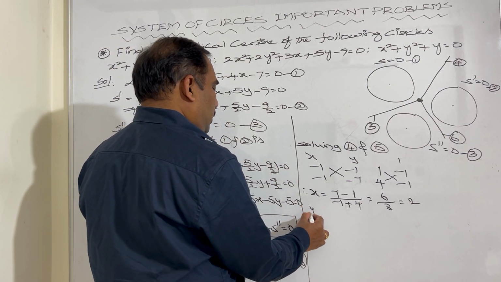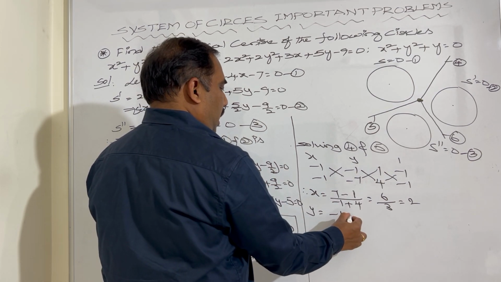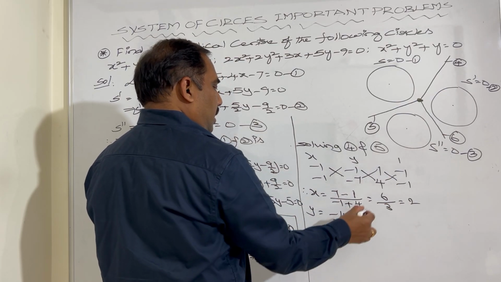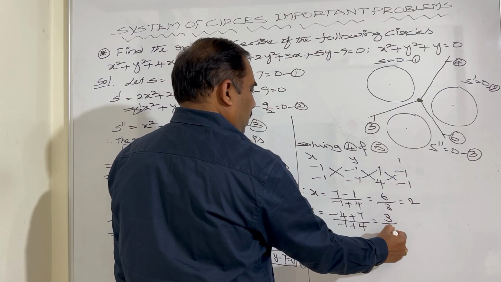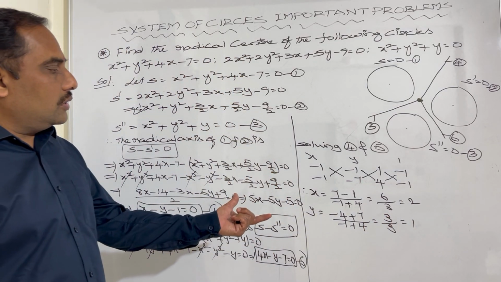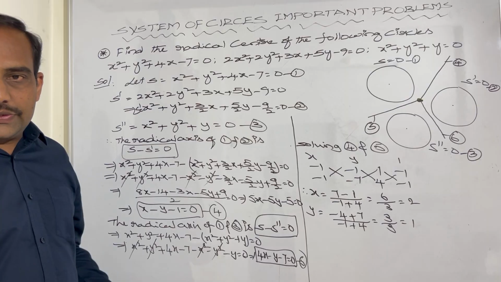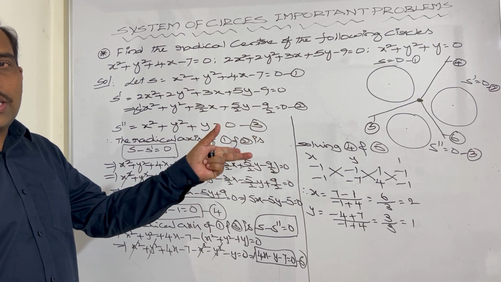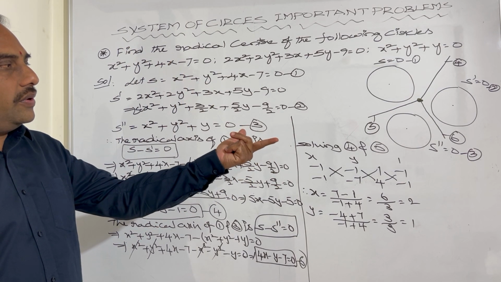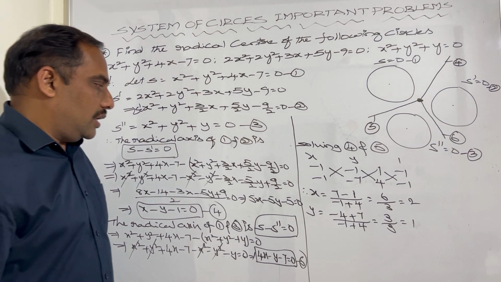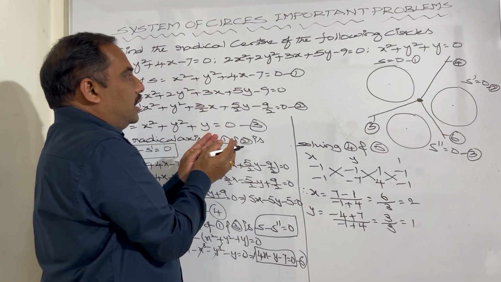Now similarly to get the y value, if you multiply these two, this is minus 4 plus 7, whole divided by again minus 1 plus 4, which is equal to 3 by 3, which is equal to 1. See, the point of intersection of 4 and 5, or 4 and 6, or 5 and 6, any two of the radical axes, is called the radical center. So I have taken it for our convenience to find the radical axis.